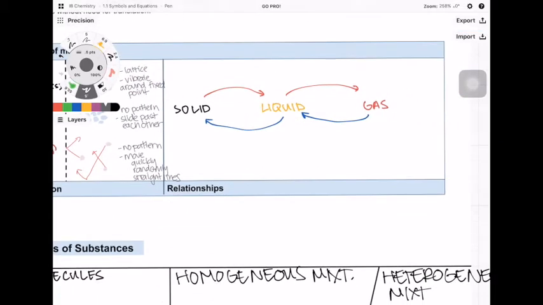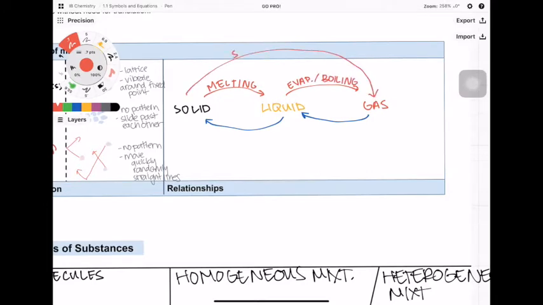This is also a review, so this idea of state changes. So again, when we're going from solid to liquid, we call that melting. This is endothermic because we need to put energy in. Going from liquid to gas is evaporation or boiling, and going from solid to gas is sublimation. You need to know all of these words, obviously.